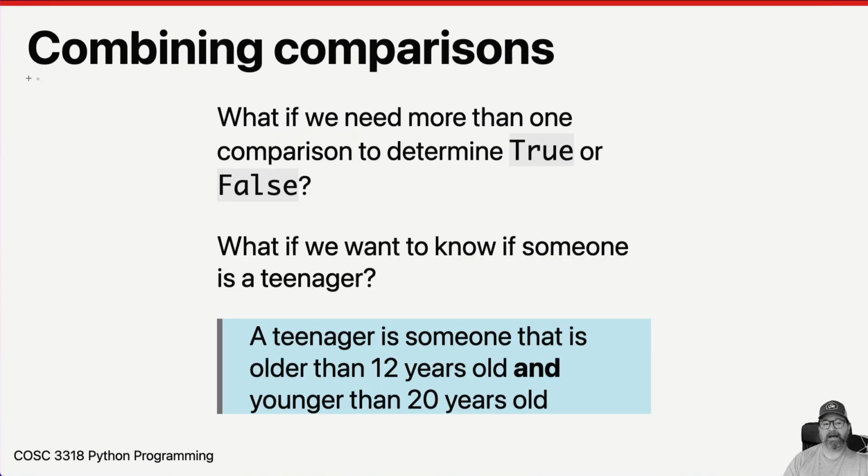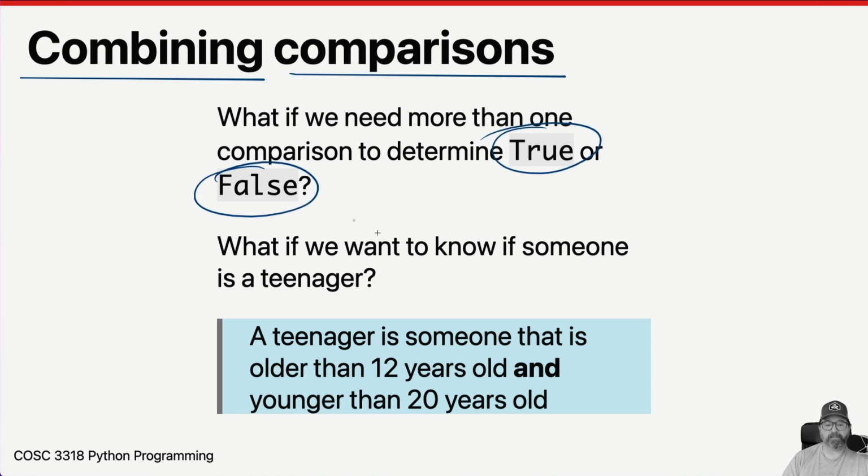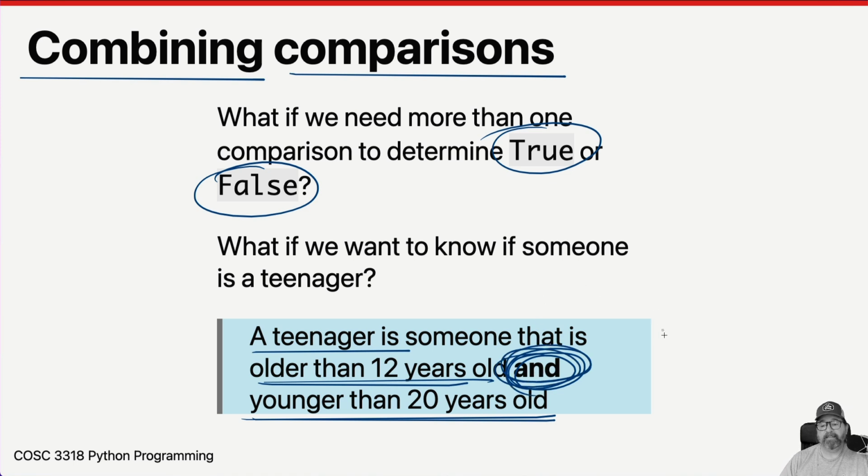Sometimes we have to combine comparisons to get the Boolean value that we want, true or false. So a teenager, what is a teenager? A teenager is somebody who is older than 12 years old and younger than 20 years old. That means they're older than 12, which is 13, 14, 15, and so on up. And they're younger than 20, which is 19, 18, 17, 16, 15, 14, 13, 12. And the and is where those two overlap. Where are those two conditions both true? In this case, it's the ages 13 to 19.